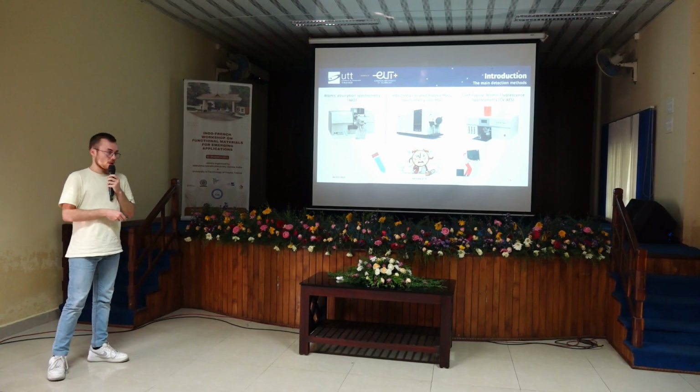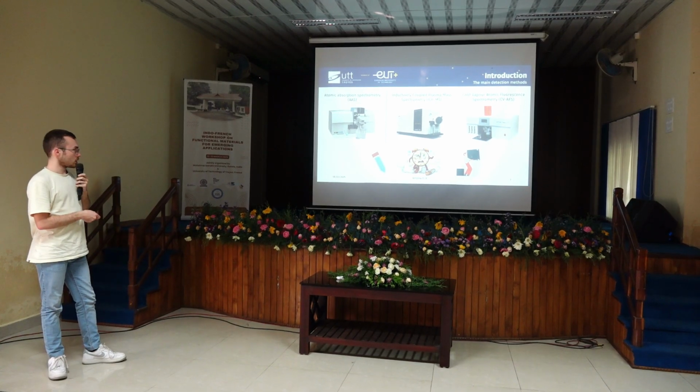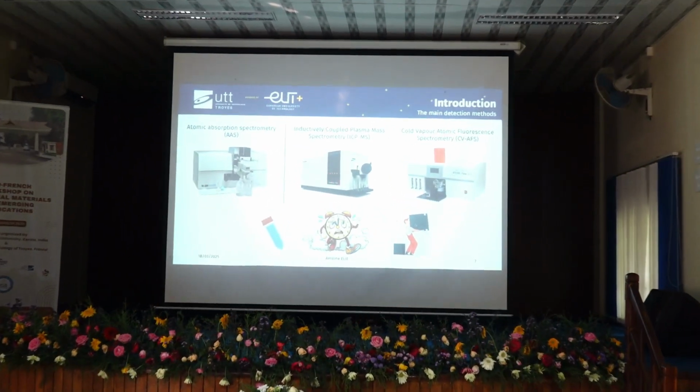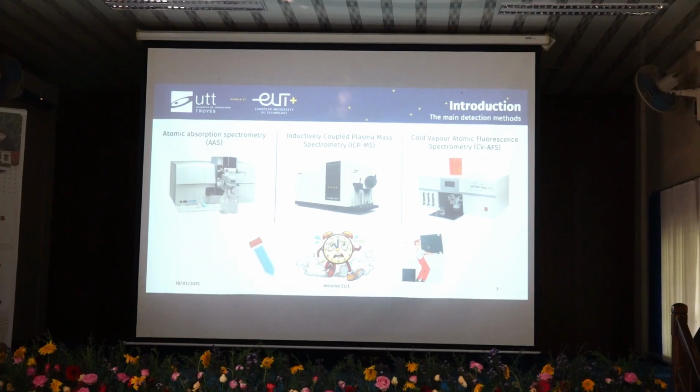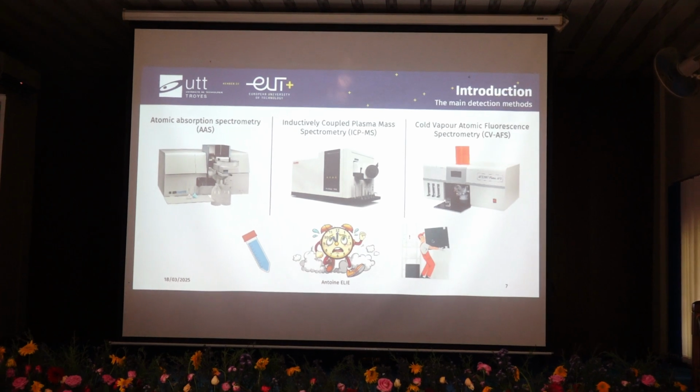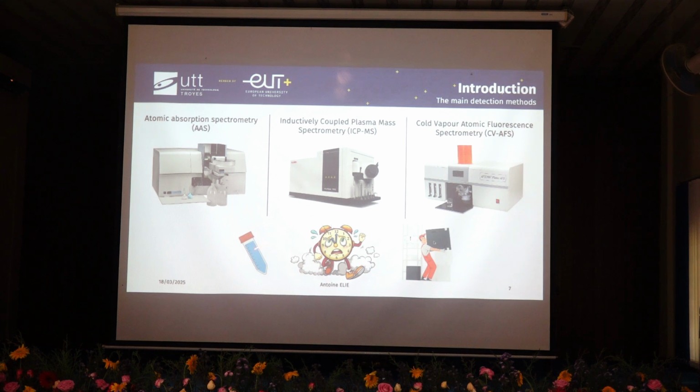Nowadays, the main devices that we use are atomic absorption spectrometry, inductively coupled plasma mass spectrometry, and cold vapor atomic fluorescence spectrometry. But so these techniques are very useful and very sensitive to mercury. However, they present three main drawbacks.